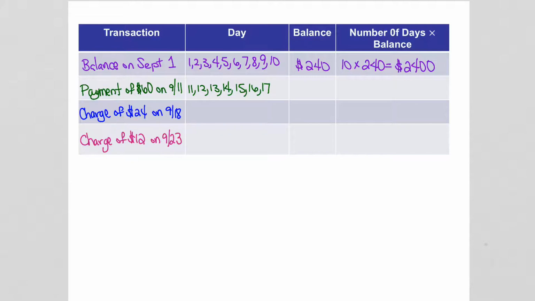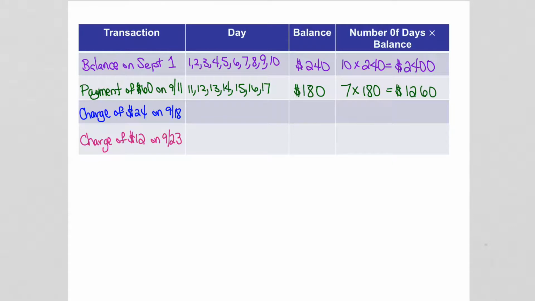Okay. Then after your payment, 240 minus 60, you have $180. And there were 7 days. So we multiply that by 180 and get 1,260.